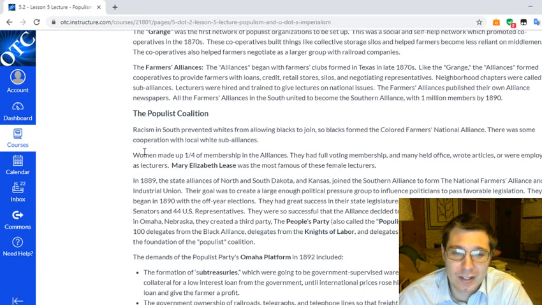Women were a big part of the alliances. They made up a fourth of the membership. They had full voting membership, and many held office, wrote articles, or were employed as lecturers. Mary Elizabeth Lease was the most famous of these female lecturers. Her nickname was the Populist Joan of Arc.